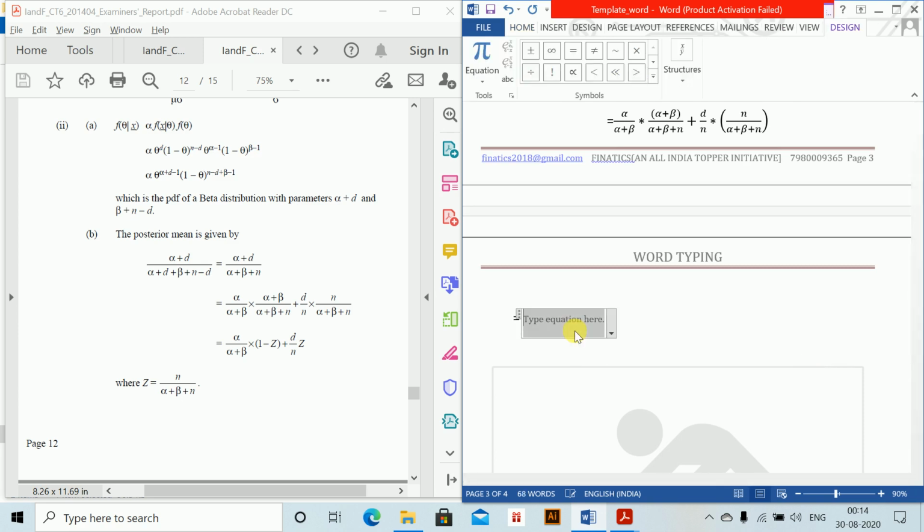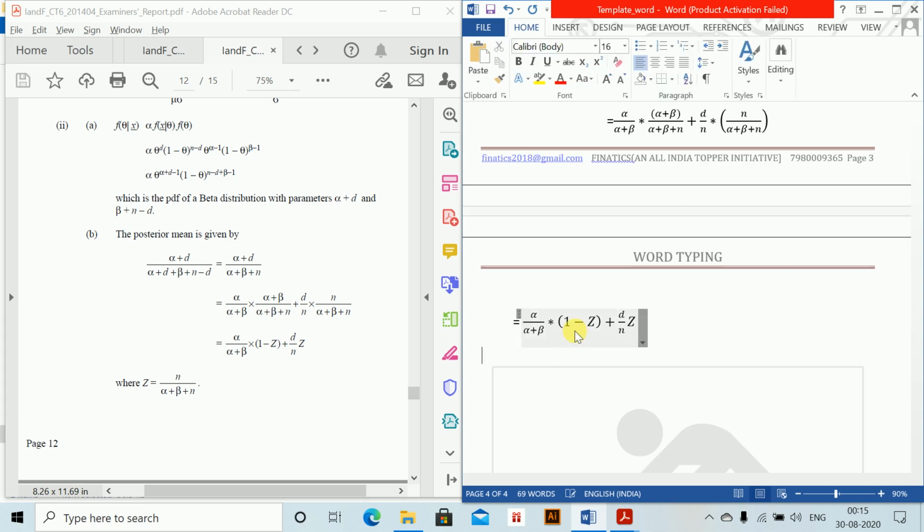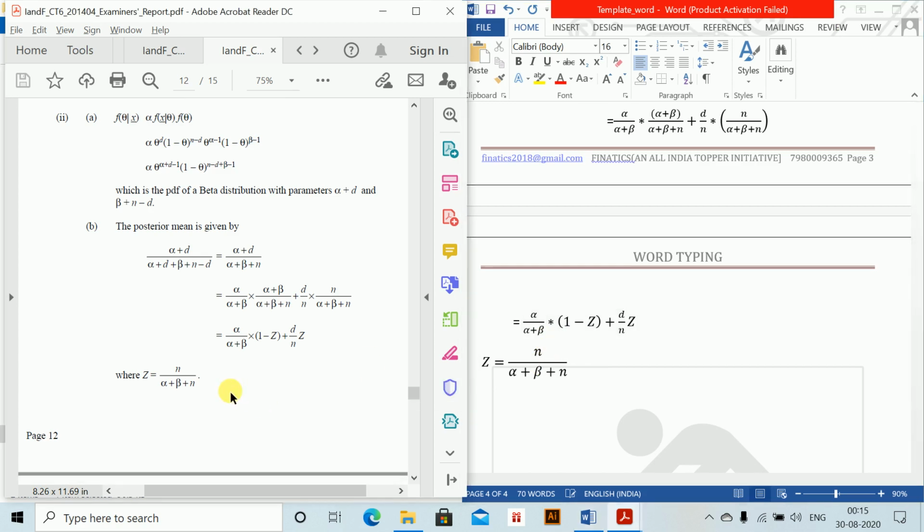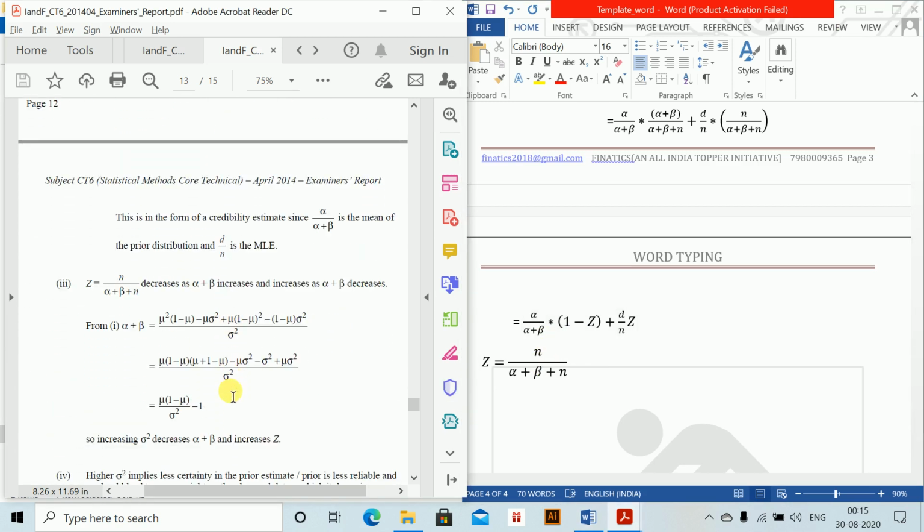Therefore it equals to, you can again copy and paste. I'm just writing everything. Most chances are these questions will come in MCQ, but for safe side, showing you everything. Plus n. Okay, so credibility estimate, this is the form of a credibility estimate.